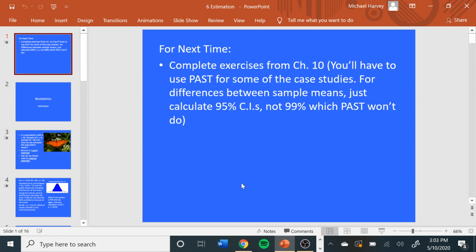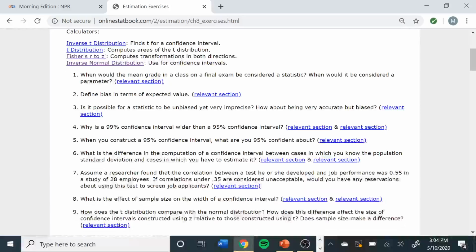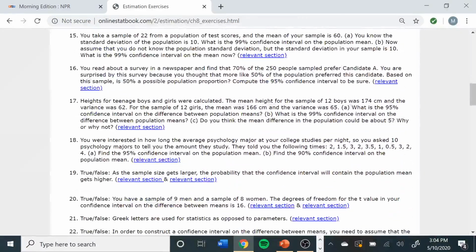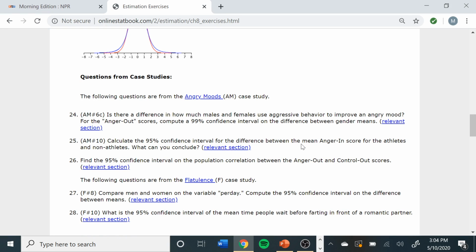This video covers estimation from chapter 10. So in chapter 10, you're not going to skip the case studies. And this is important because you need to start getting some practice with working with data sets in Excel. And you'll also be using PAST to solve some of the questions, specifically the ones in the case studies.